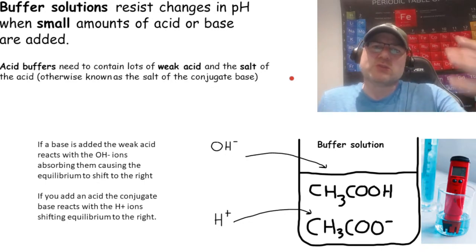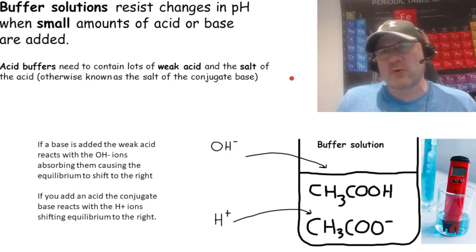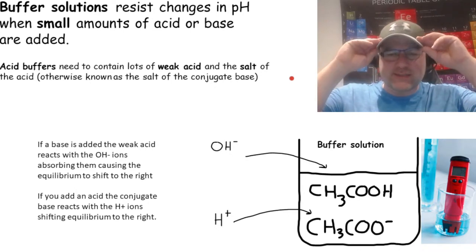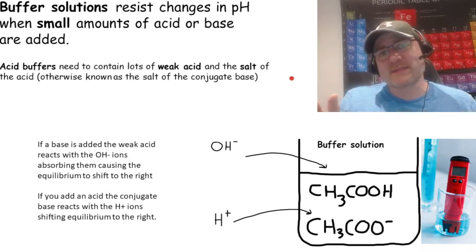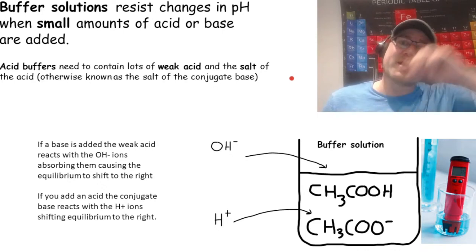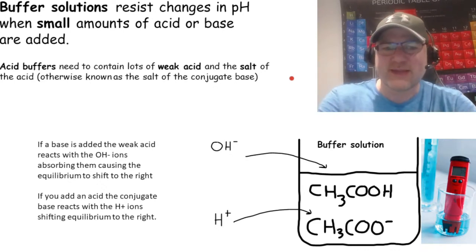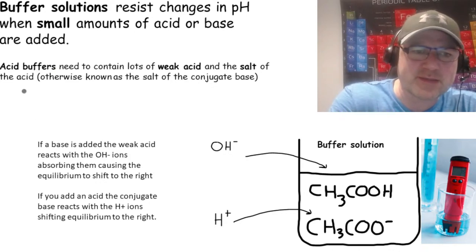Sometimes we can say it's the salt of the conjugate base. Depending on which exam board you're doing, you have to know about conjugate bases. A conjugate base is formed when the acid dissociates, and it can accept a hydrogen ion and reverse back into the acid. So I'll give you a little example of that. Here I'm drawing ethanoic acid.